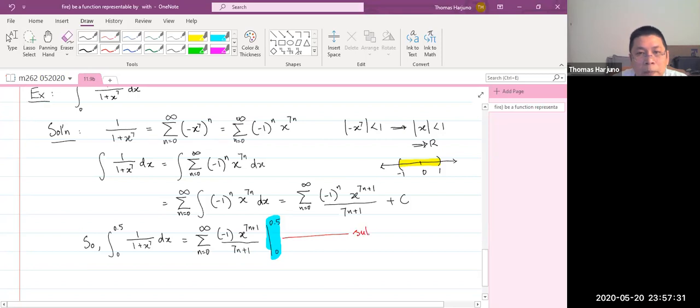a sub-interval of the interval of convergence.